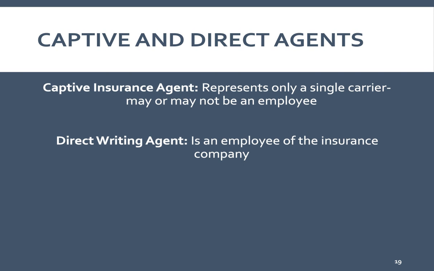A direct writing agent is actually an employee of the insurance company. A good example of that would be Geico. You call an 800 number, and you get a representative there, and they're going to handle the transaction for you, and they are actually an employee of Geico.